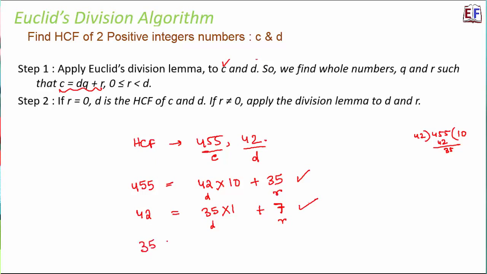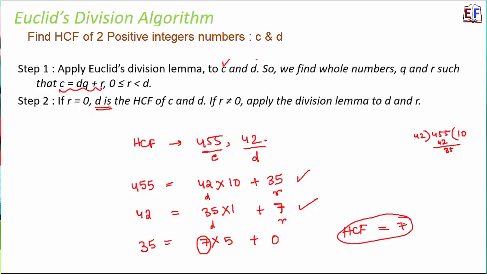So therefore 35 is equal to 7 into 5, so 7 5s are 35. So this time the remainder is 0. Now the moment the remainder is 0, D becomes the HCF. What is D in this case? In this case 7 is D. So therefore the HCF of these two numbers will be equal to 7.